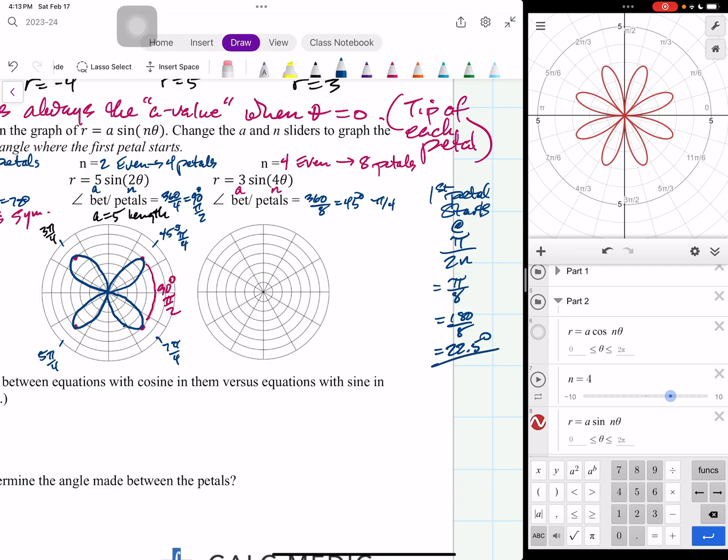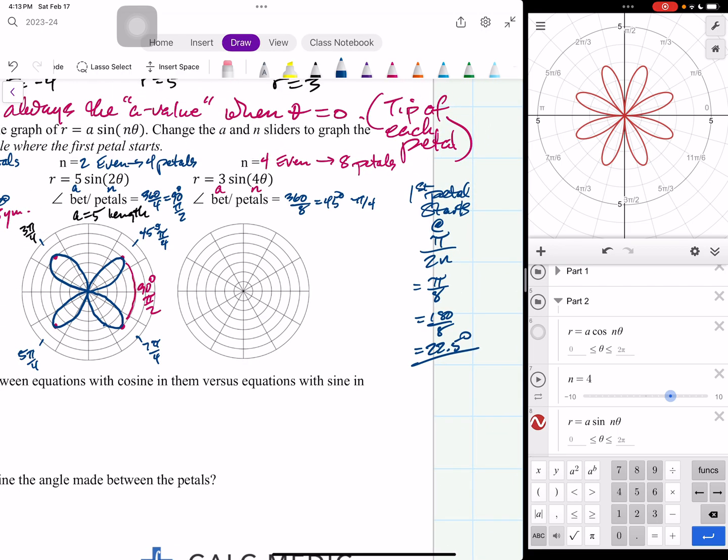And if you look here on the graph, that makes sense because pi/6 is 30 degrees and it's less than that on the first petal in quadrant 1. Okay, so on this one here, you're going to have to approximate it.